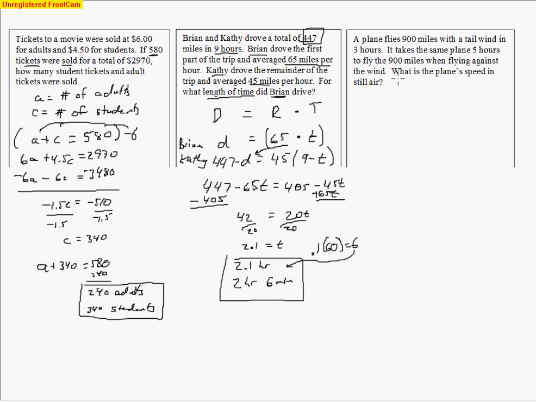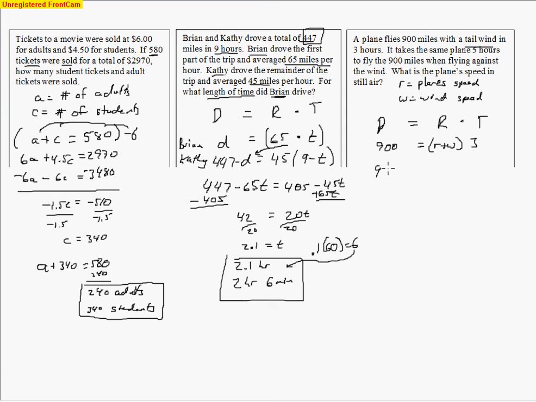So now we've got another distance, rate times time problem. I'm going to call r the plane speed, and I'm going to use w for the wind speed. So looking at this problem, it says that the plane flies 900 miles with a tailwind in 3 hours. Okay, so let's write that out. Distance equals rate times time. We've got 900 miles, and the rate, since it's a tailwind, the wind is pushing the plane. So we're going to go r plus w times 3 hours. That's how long it took.